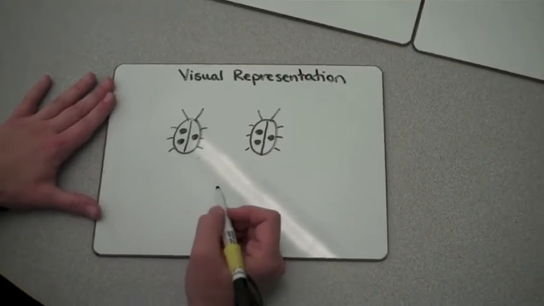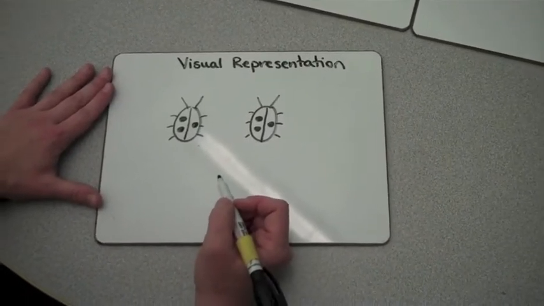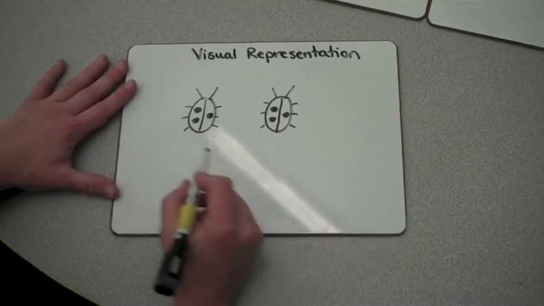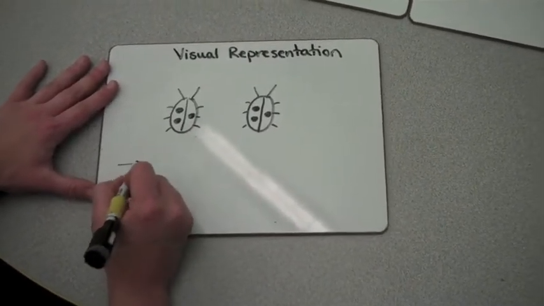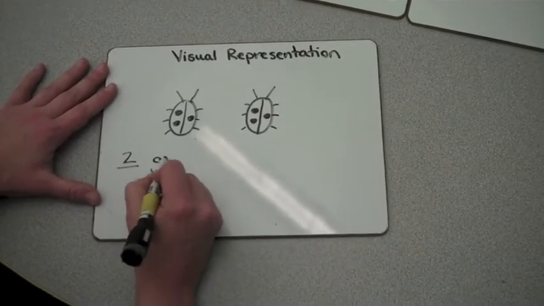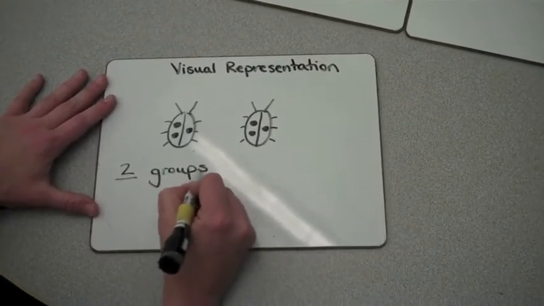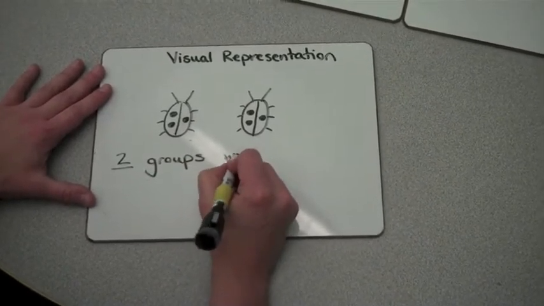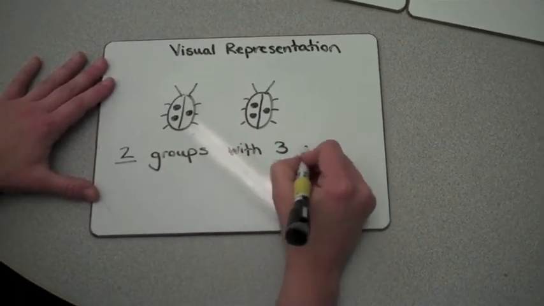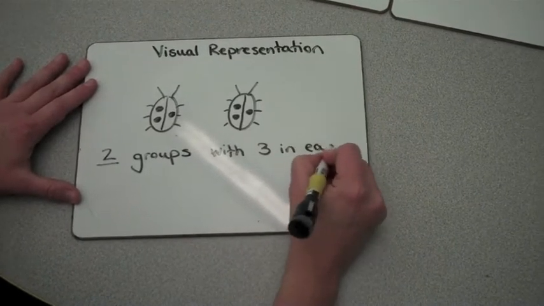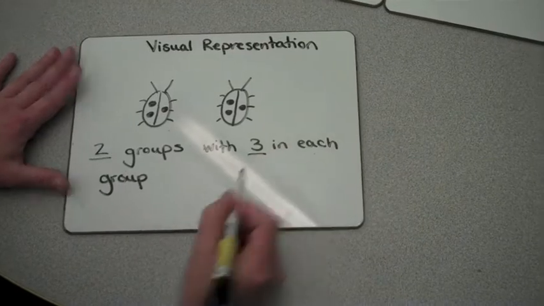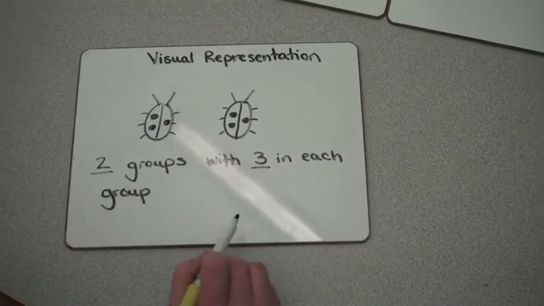So when the students are trying to solve their multiplication problems at home, you can have them first start out with a visual representation. So I have two groups, with 3 in each group. So the students have these two numbers to look at.